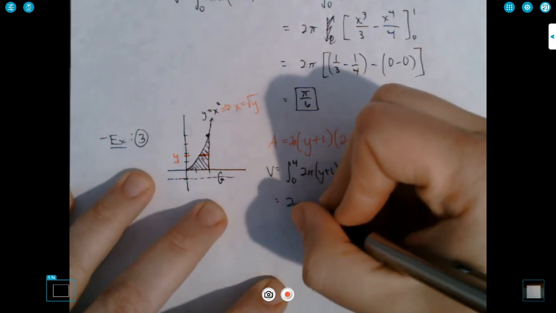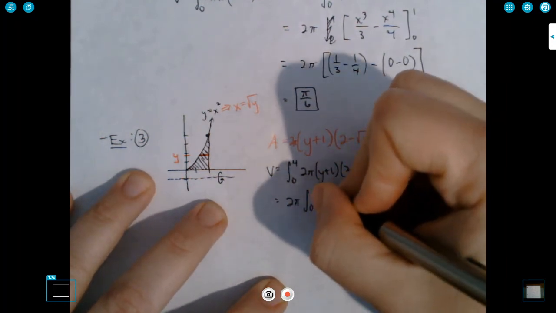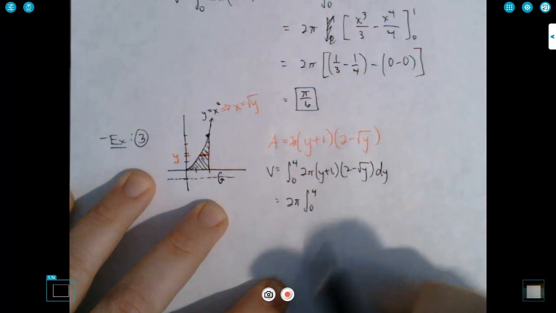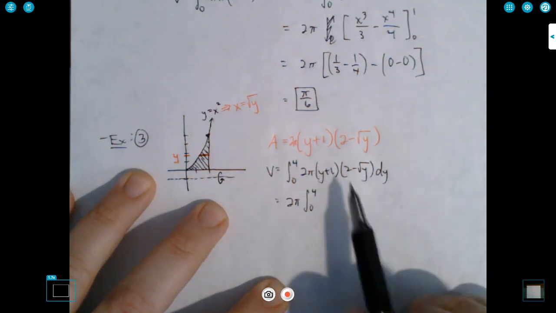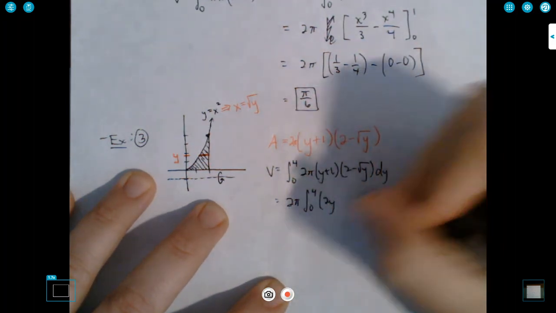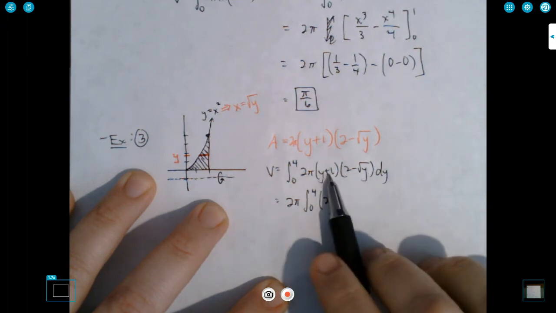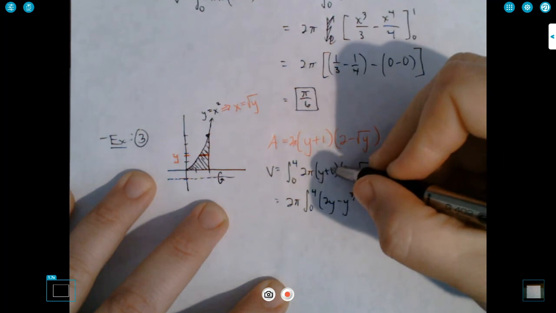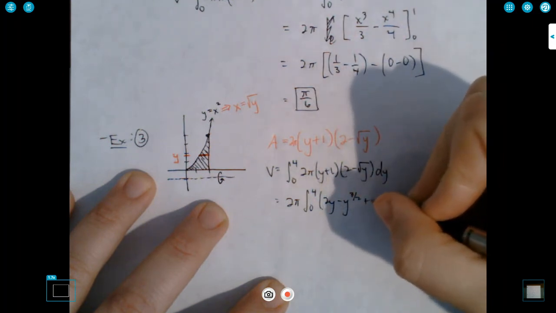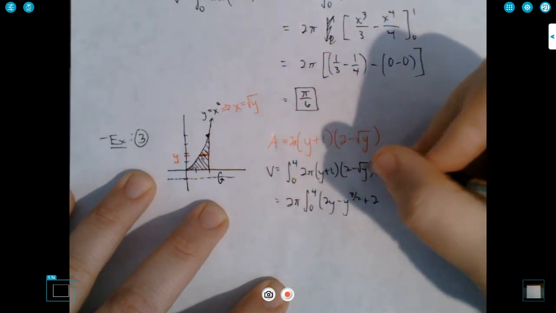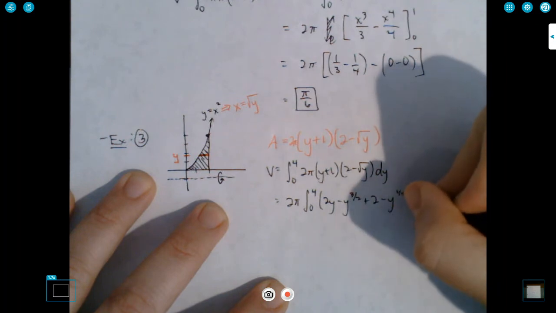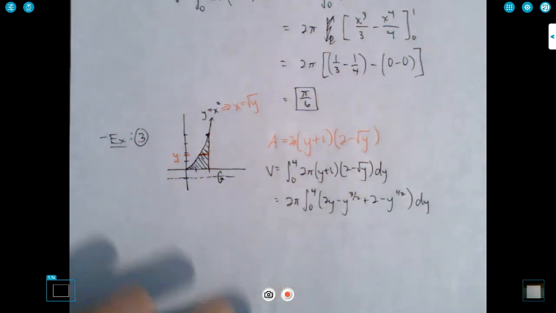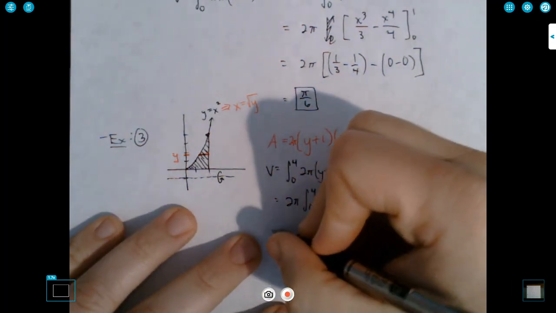So this is going to be 2 pi times the integral from 0 to 4. Here I would have to FOIL, right? So I get 2y minus y to the 3 halves plus 2 minus y to the 1/2, we'll say. That's not in descending order or anything, but it doesn't really matter. We don't have any like terms to combine. Let's go ahead and integrate.